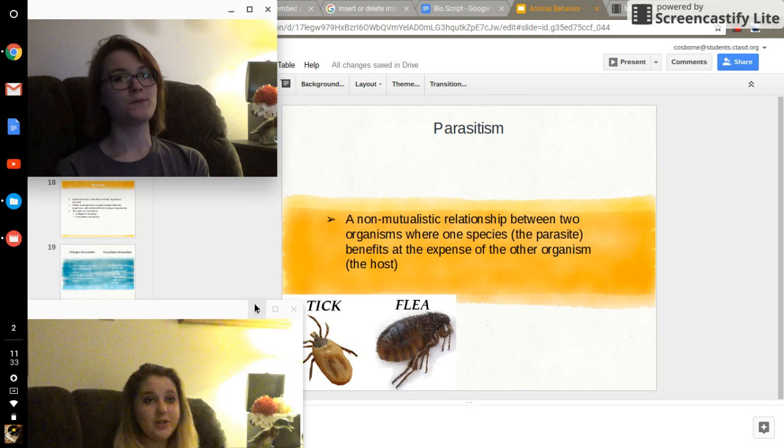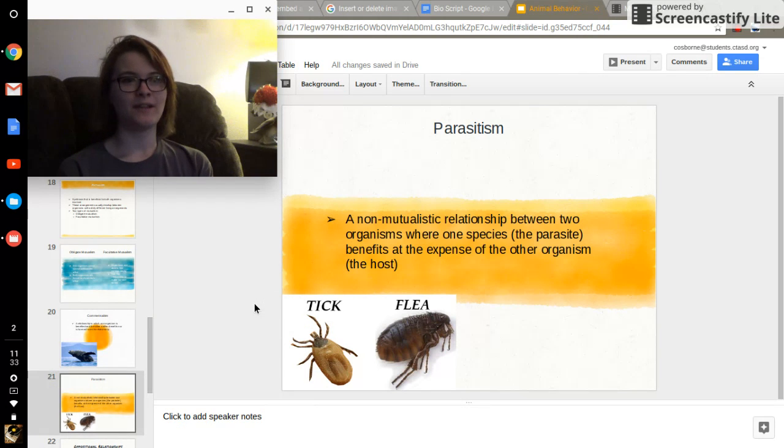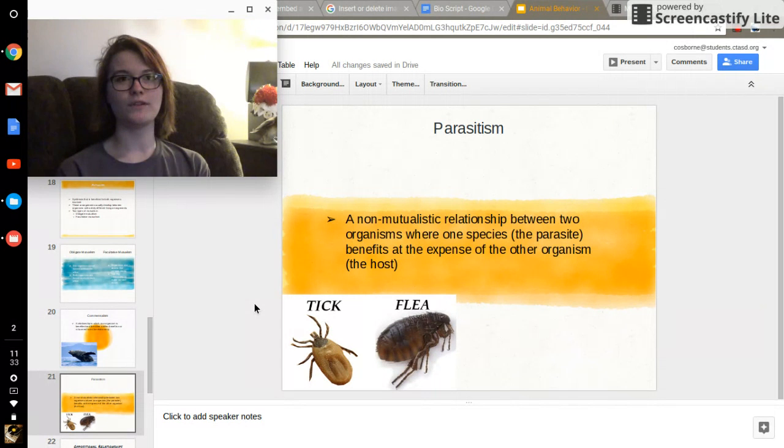This is the one you have to watch out for. Parasitism is a non-mutualistic relationship between two organisms where one species, the parasite, benefits at the expense of the other organism, the host. Oftentimes, it can result in a life-threatening outcome for the host, but some can learn to live with parasitism. Ticks and fleas on, say, deer or even your dog is an example of parasitism.